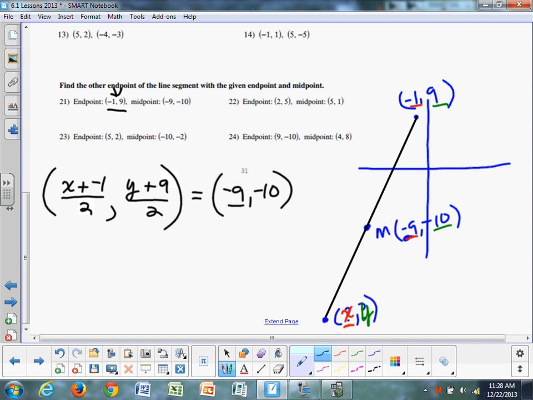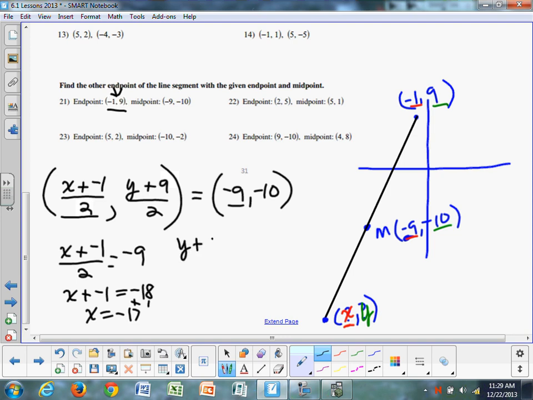So to get this -9, I need to find some number plus -1 divided by 2 that equals -9. Well, working backwards, I can just do -9 times 2, which is -18, and then I can add 1 to that to get x, which is -17. And just checking that, well, we'll check it when we're all done here. Let's do the y coordinate now.